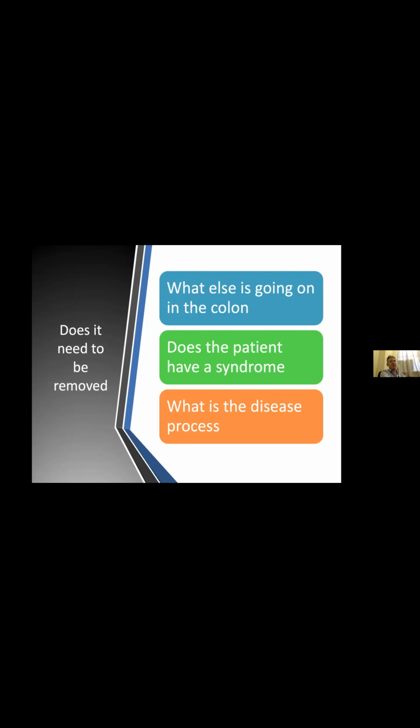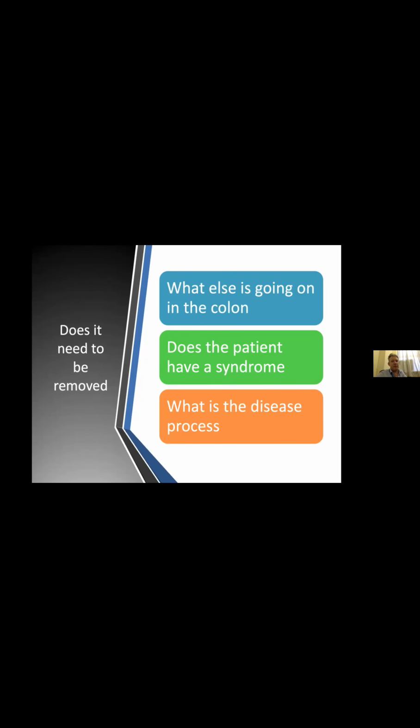You also need to know, does the patient have a syndrome? Because if this patient has FAP, you might not be wanting to take out every single polyp. You might only be taking out the bigger polyps. If it's Peutz-Jeghers disease, you just want to take out polyps bigger than 2 centimeters to stop intussusception, and that's largely in the small bowel. The actual hamartomatous polyps in Peutz-Jeghers, the malignancy doesn't originate from the hamartomatous polyps, although they are at increased risk.